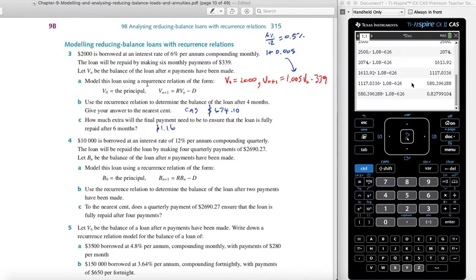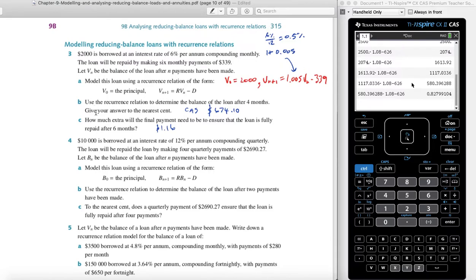Let VN be the balance of the loan after n payments have been made. Model this loan using a recurrence relation of the form. So we've got to turn it into this. So our initial value was 2,000, our initial loan. The next term is 1.005, because 0.5% divided by 100 is 0.005. And we've got the VN minus the payment, which is 339.